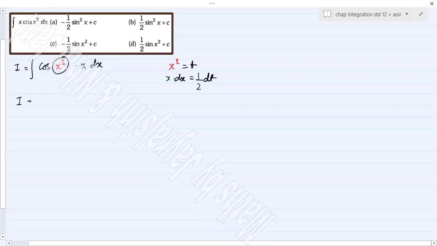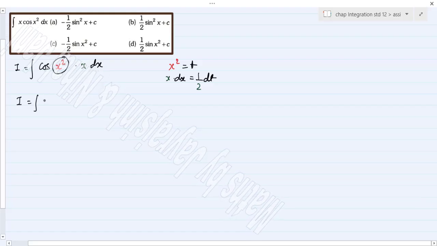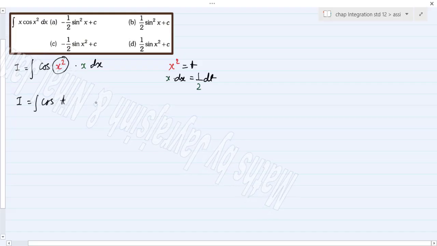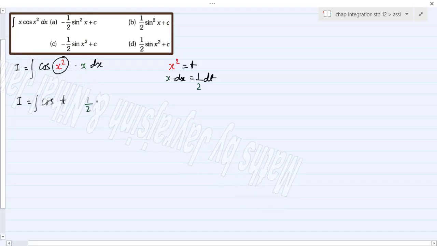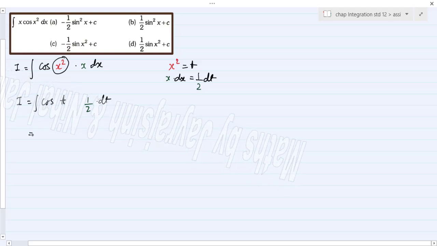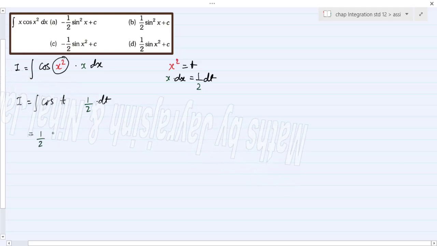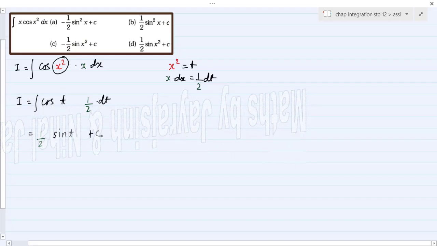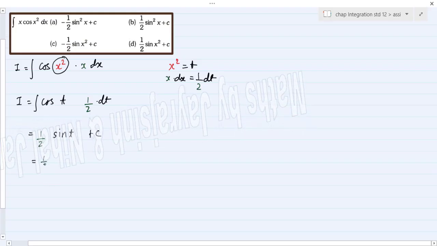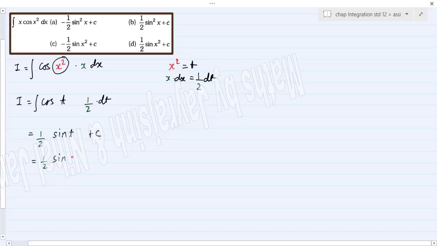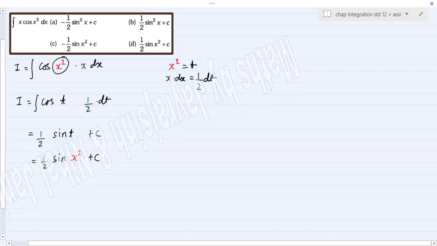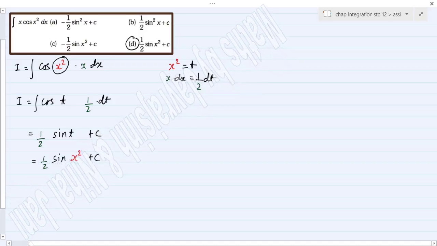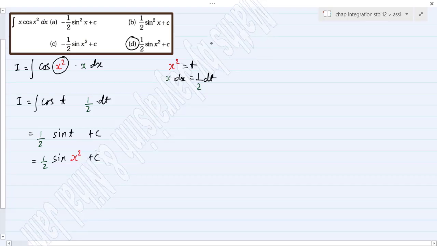So we are ready to modify our integration. This cos x square will become your cos t, and this x dot dx will become 1 by 2 dot dt. So we don't have to worry about this 1 by 2. Just integrate cos t, which is sin t plus c. Just substitute the value of t to get the final answer, which is x square plus c. So 1 by 2 sin x square plus c is your final answer, which is given in option D. Ta-da!